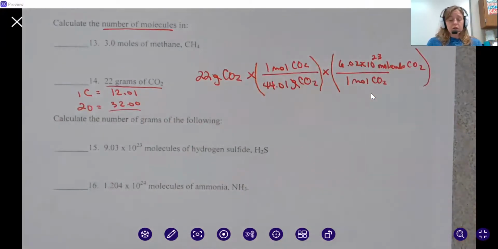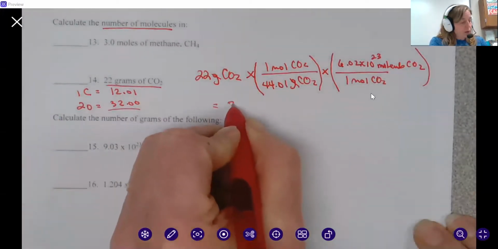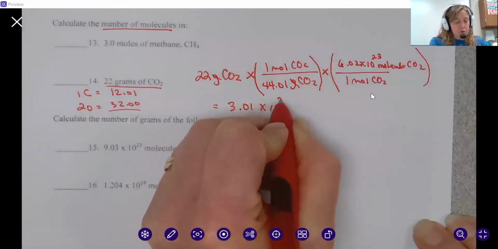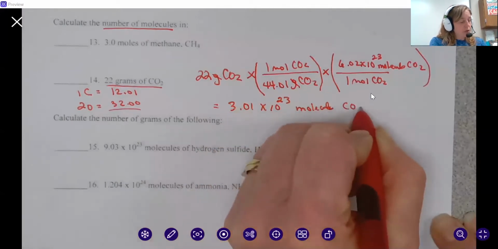So literally what I would do in my calculator is put these fractions in parentheses. So I would say 22 times, in parentheses, 1 divided by 44.01, end the parenthesis, and then hit times again, 6.02 times 10, and you use the EE button to the 23rd, divided by 1, and you should end up with 3.01 times 10 to the 23rd power. Okay, so your answer here should equal 3.01 times 10 to the 23rd molecules of CO2.